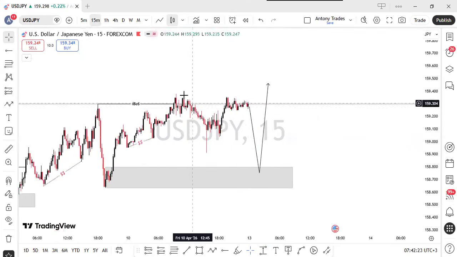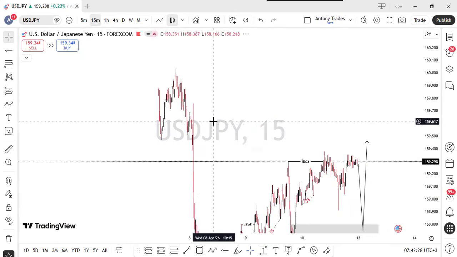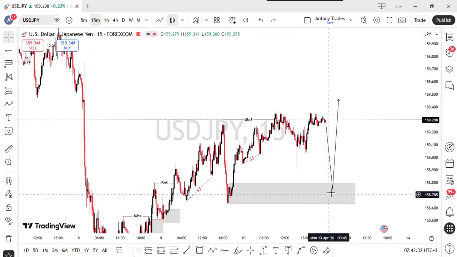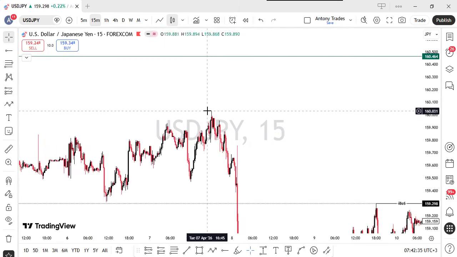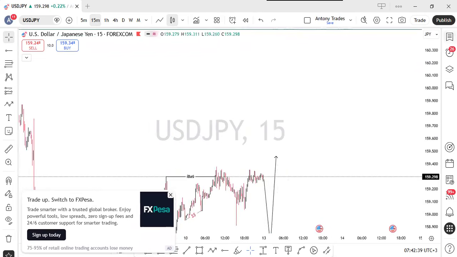You can see that the yen pairs are still bullish. Okay, so what will be my target? My target will be these highs. If it comes here and gives me a reason to buy, then I will target these highs here, and this one should also be your ultimate target.